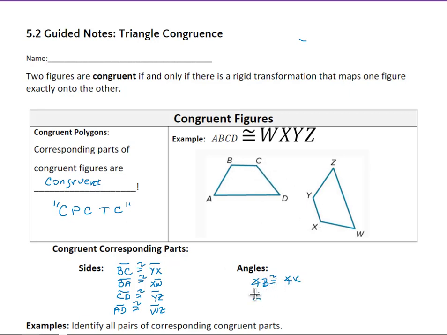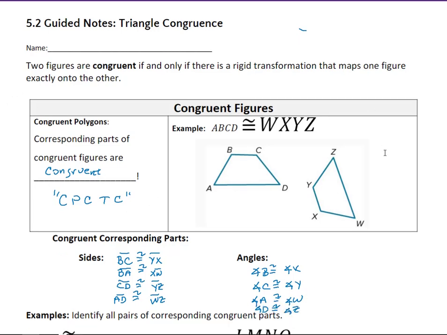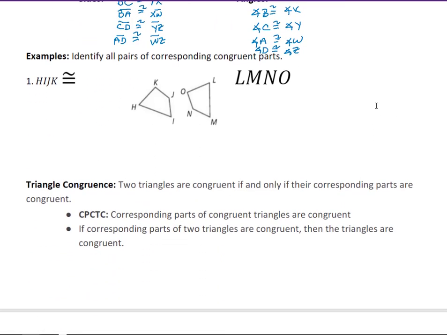Matching angles are also congruent. B goes with X, C goes with Y, A goes with W, and Z goes with D. Sometimes you have to redraw the figures so they're in matching position to match the congruent parts up.